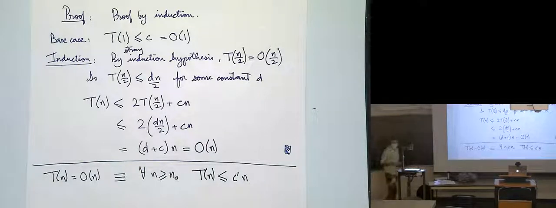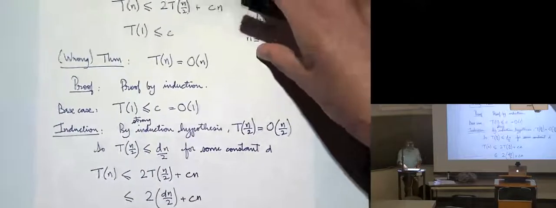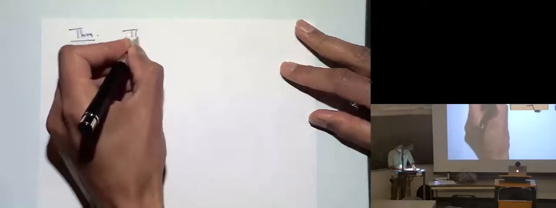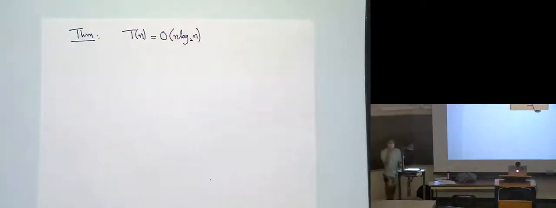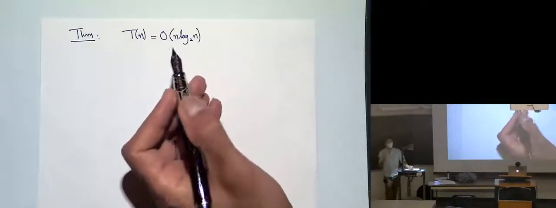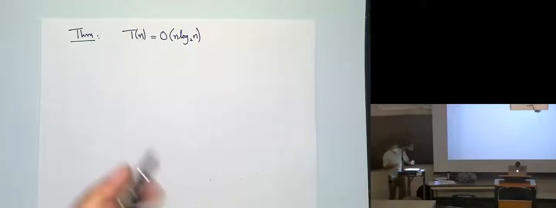Okay, so let's try to do another proof. Now that we have this, let's try to argue that T of n is O of n log base 2 n. And of course, it doesn't matter what base I use, but the reason I want to write the base is so that I don't wrap myself into any errors with a constant any longer. Okay, so now let's do the proof.